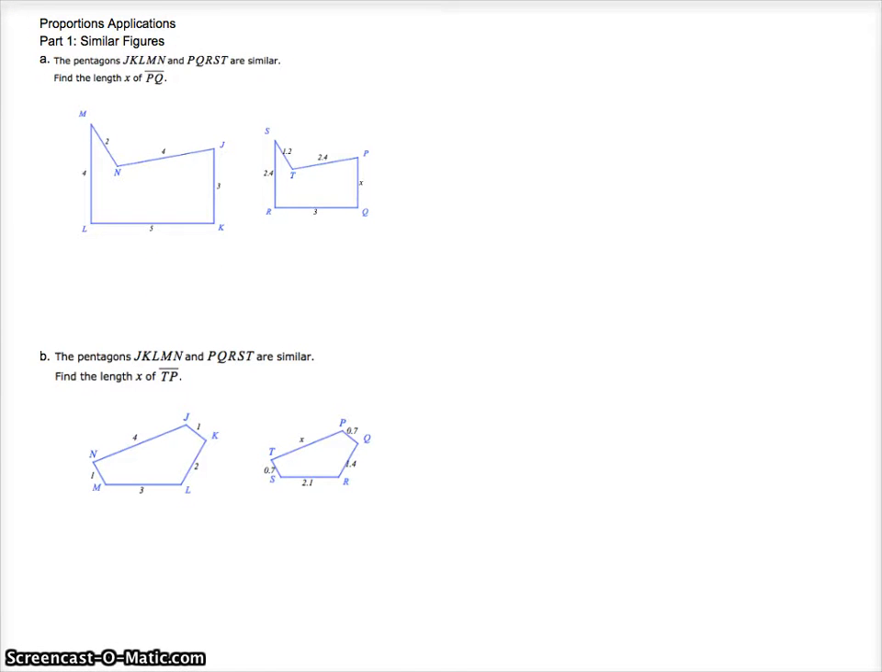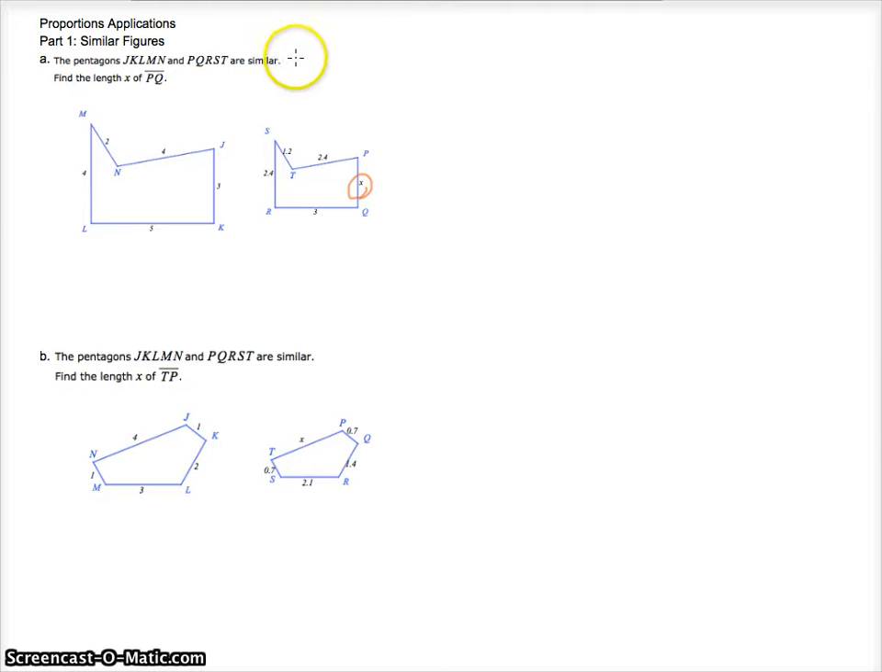In part 1 we're going to be talking about similar figures. In part A it says pentagons J, K, L, M, N and P, Q, R, S, T are similar. They're naming them by their points, so J, K, L, M, N and P, Q, R, S, T. And they're saying find the length of PQ over here, which is labeled as X. We're looking for this length.